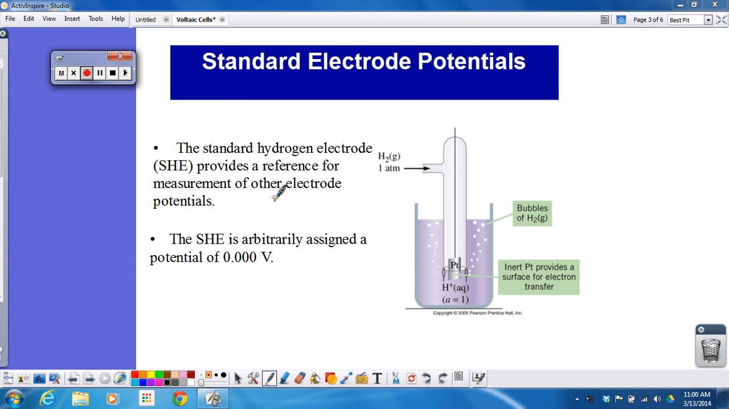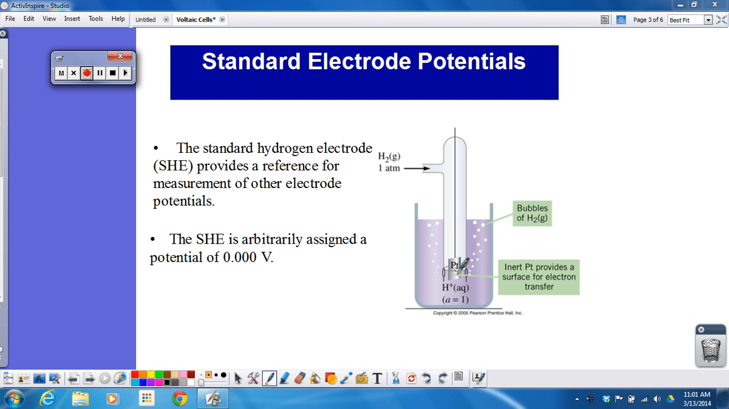So the voltage potential that we measure is a relative scale, and it's measured relative to something called the standard hydrogen electrode. So what we say is that if I am reducing hydrogen ions to hydrogen gas, in this half cell I have reduction of H+ in solution. I'm forming bubbles of hydrogen gas because the H+ is being reduced to H2 gas. Now you notice in this setup it's a little bit different.